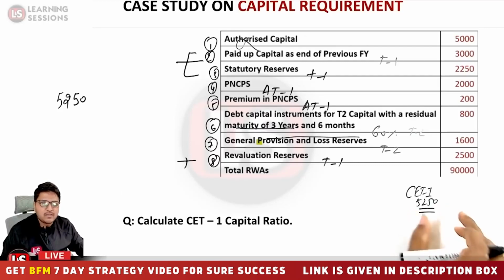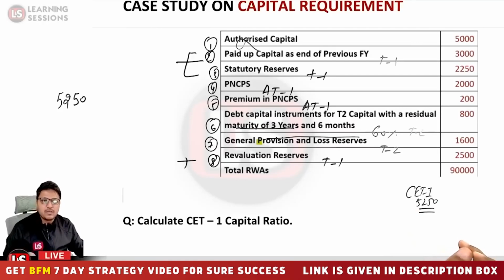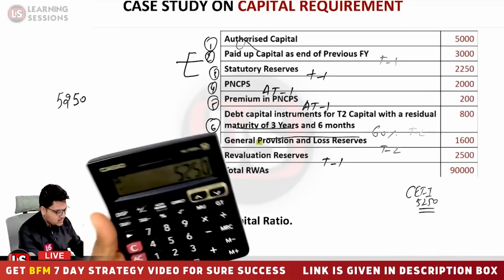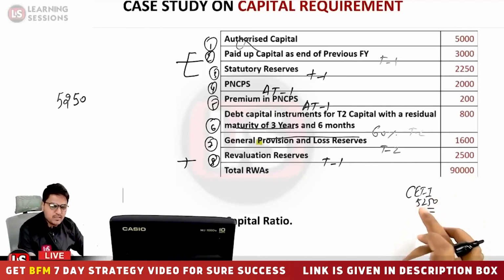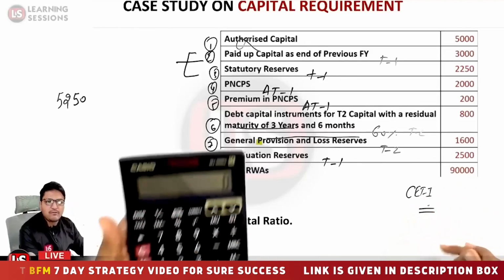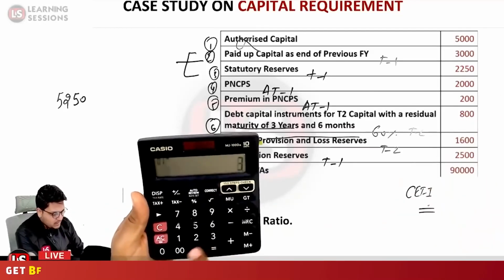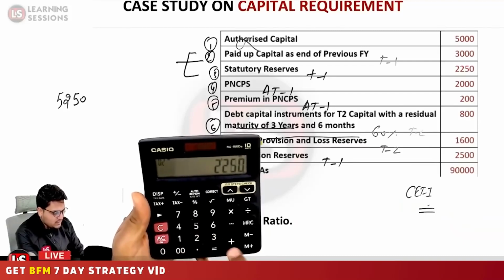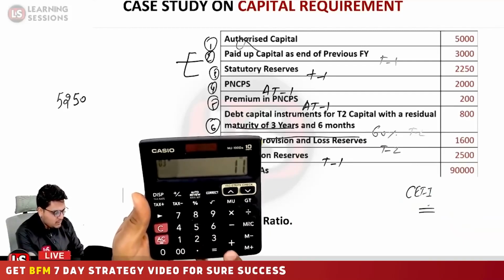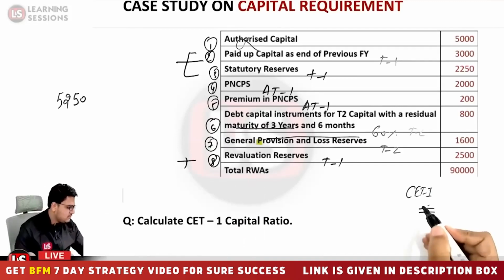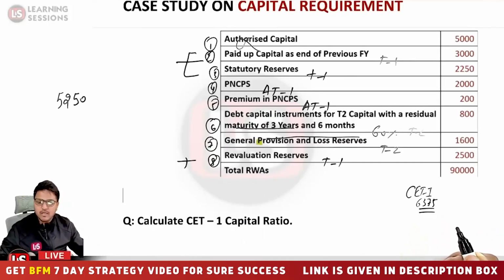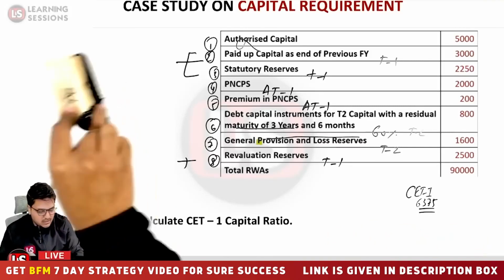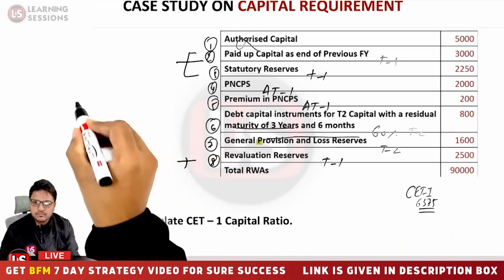Related to CET1, one answer we have received related to 6375. Let me check. So it is 3000. Yes, definitely. Actually, I just haven't added the 1125 component over here. So it will be 6375, because 3000 plus 2250 is 5250, plus 1125 is 6375. So it is actually 6375, not 5250.